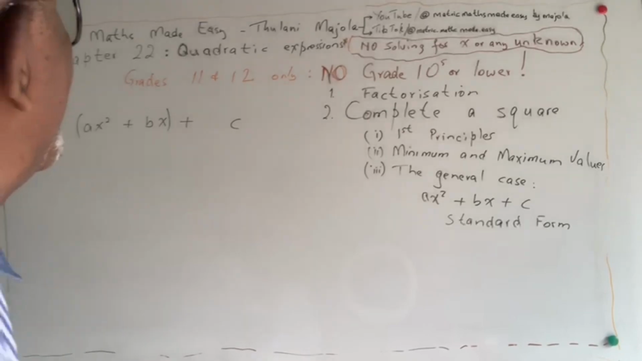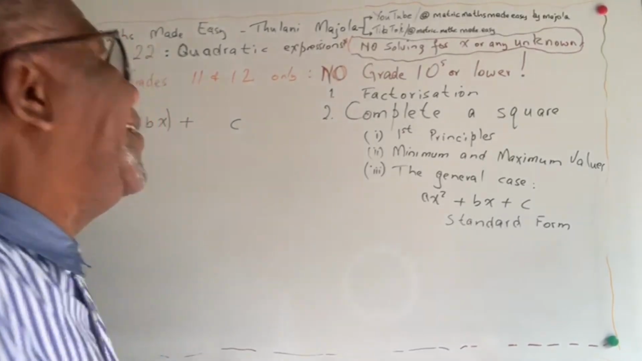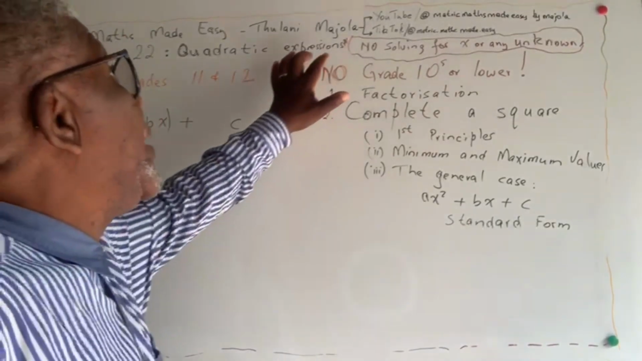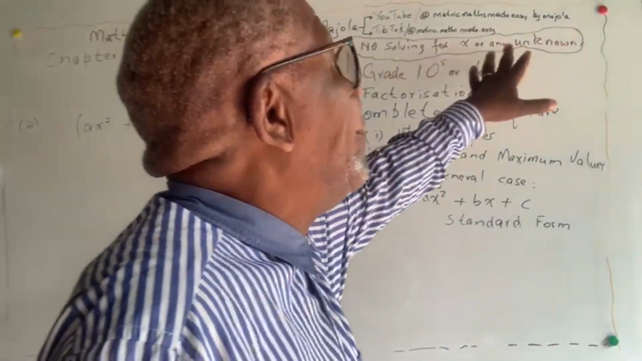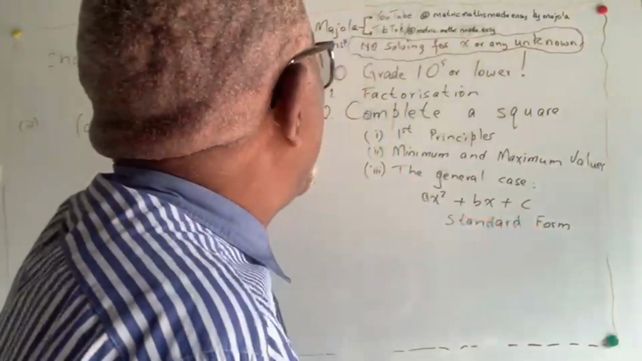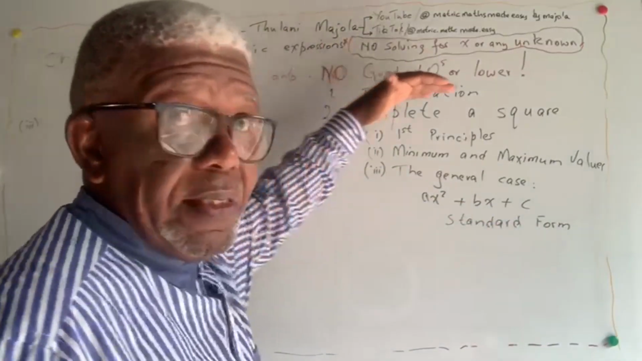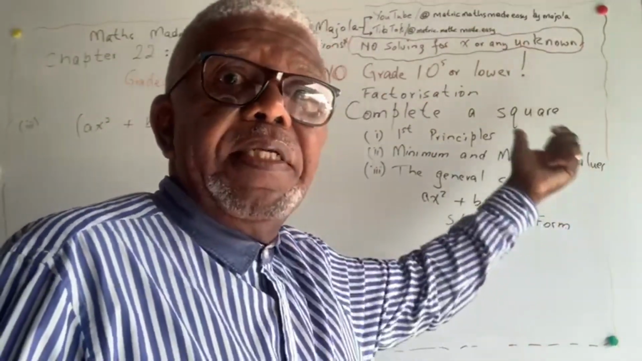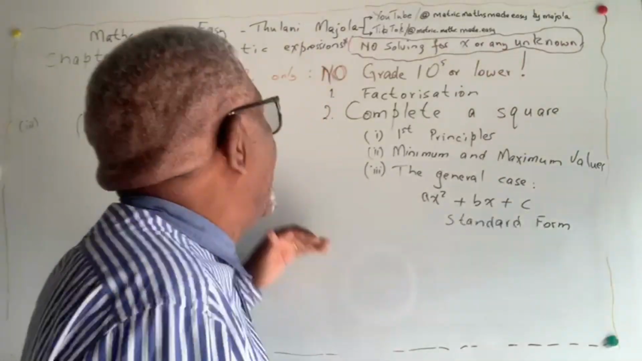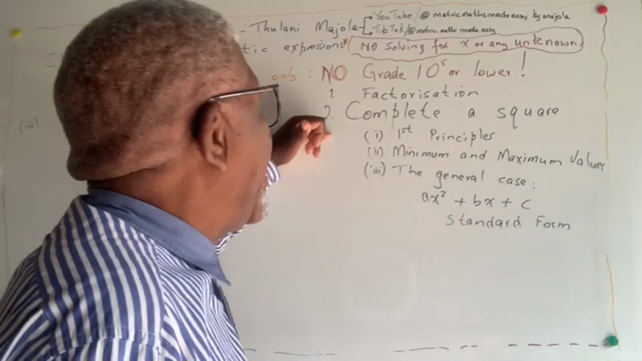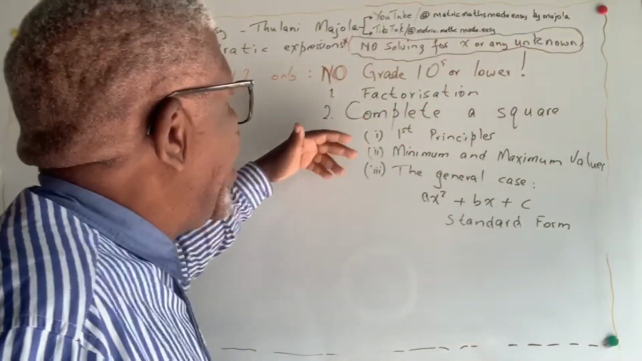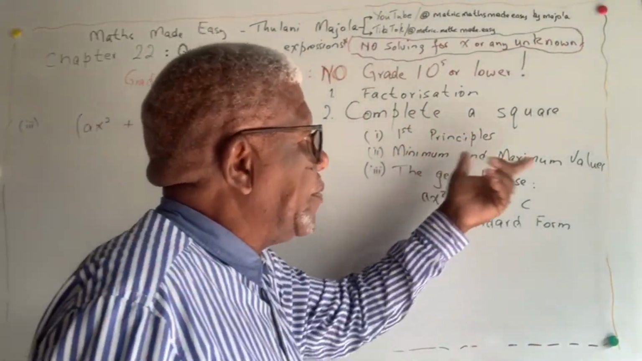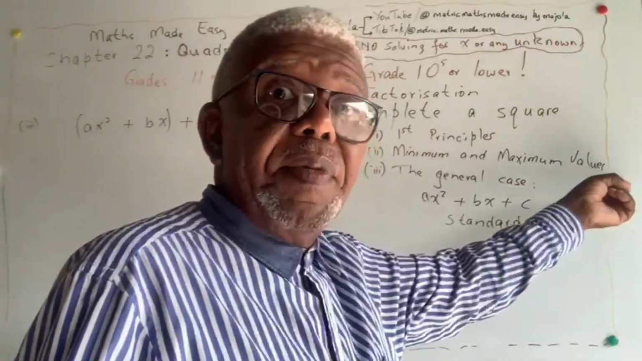We're winding up now. Quadratic expressions. Remember, when we were dealing with quadratic expressions, there was no solving for x or any unknown. So what we did first was to factorize. I taught you how to factorize, even the L method, and then we did the second one, complete a square, from first principles. Then we said determine the minimum or maximum values with your axis of symmetry as well.